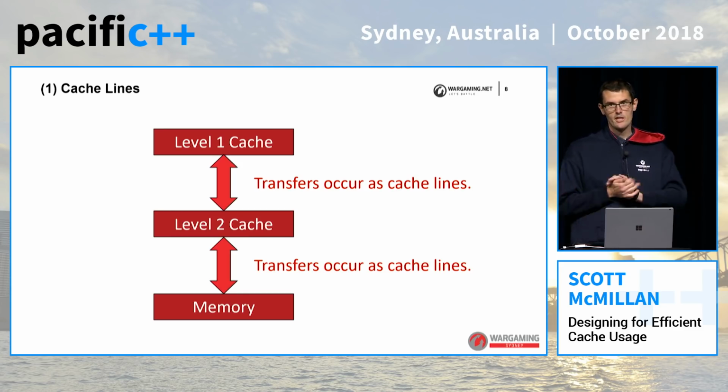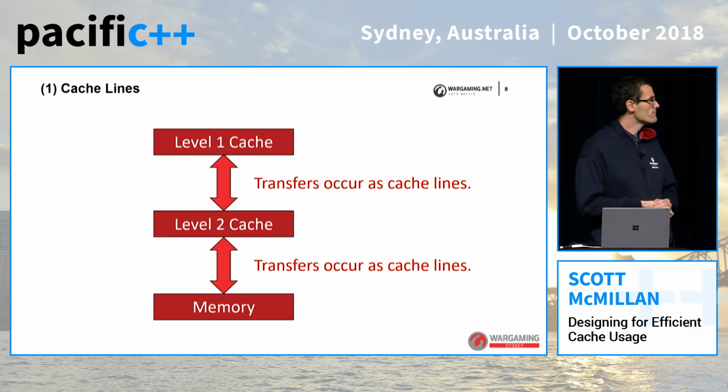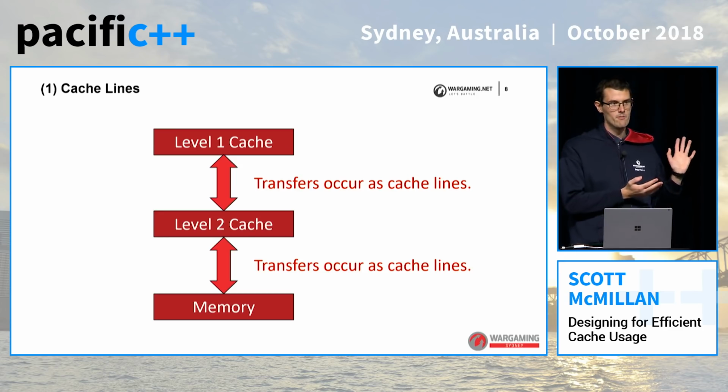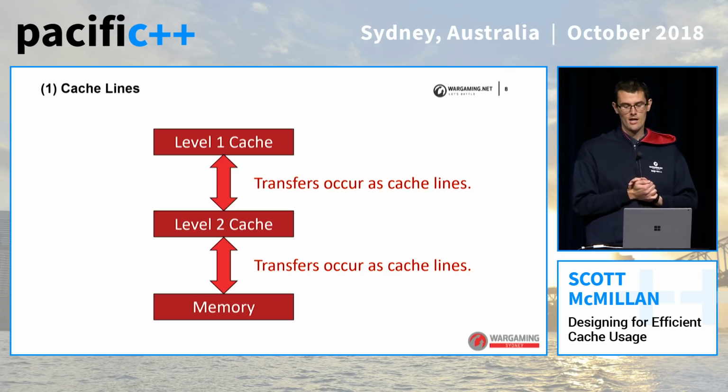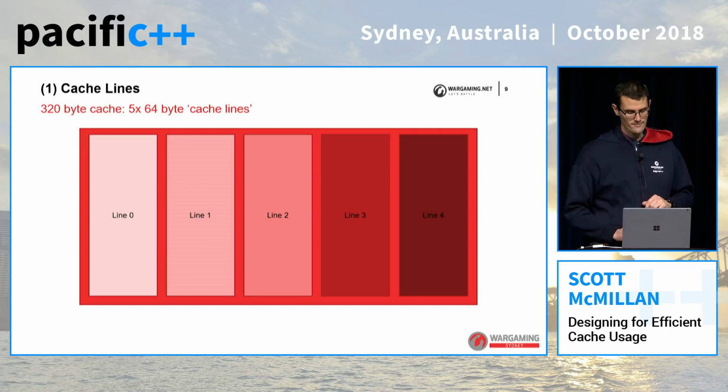All right, so the first topic we're going to talk about is cache lines. As you can see in this very simplified diagram, transfers from memory and between levels of cache occur in these chunks known as cache lines. For the rest of this talk, we're just going to assume they're 64 bytes, if I don't mention. It can actually be architecture specific, but that's what we're going to do.